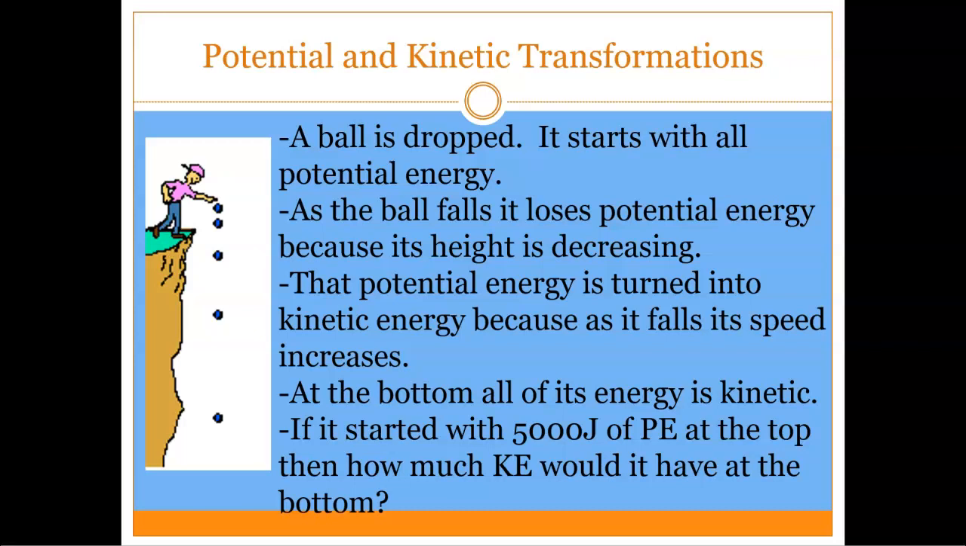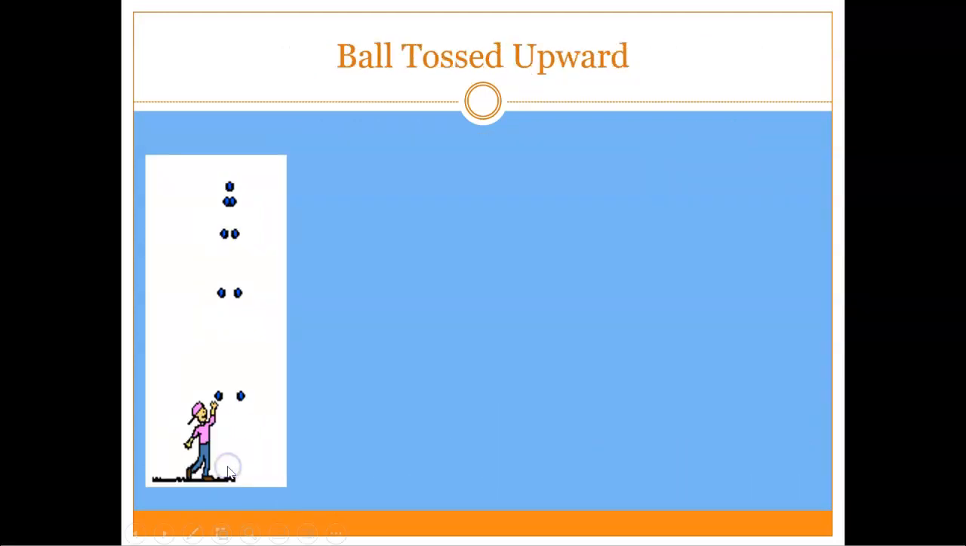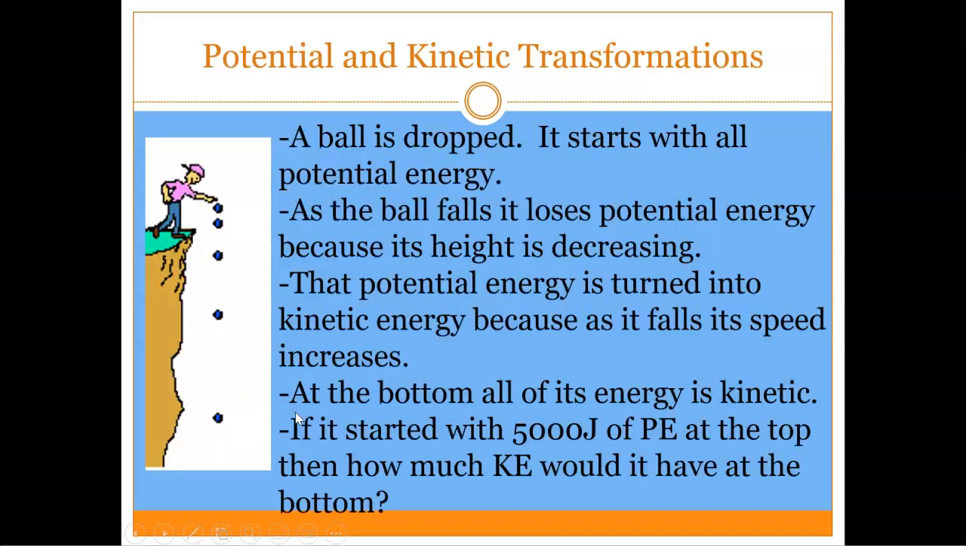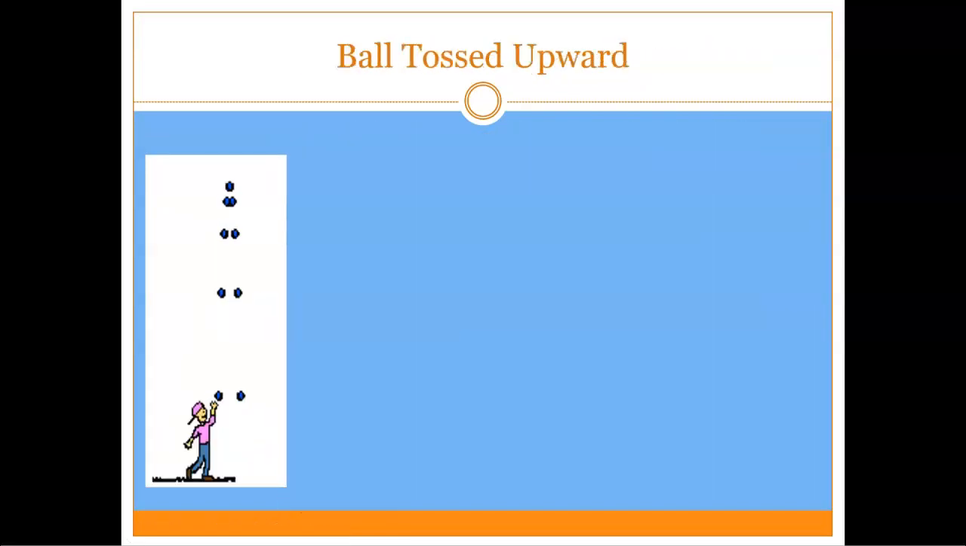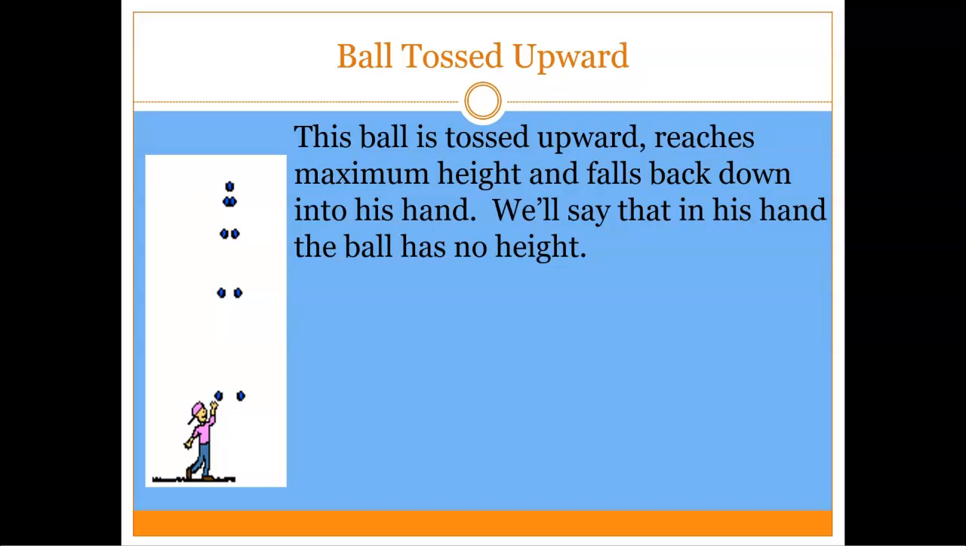So if we drop a ball, it starts with all potential energy, it has height, but it's not moving yet, because dropped means VI is 0. As it falls, it's losing potential energy, it's losing height, but that energy is turning into kinetic energy, it gains speed. So at the very bottom, all of that potential energy is turned into kinetic energy. So if it starts with 5,000 joules of potential energy at the top, at the bottom, it has 5,000 joules of kinetic energy. If we toss it upwards, the same thing happens.